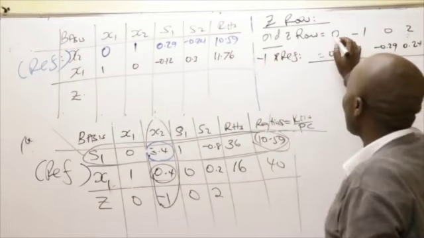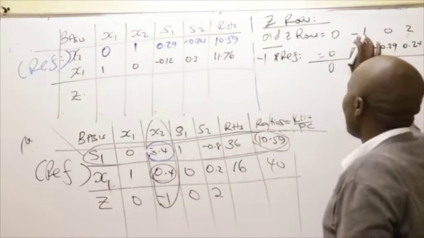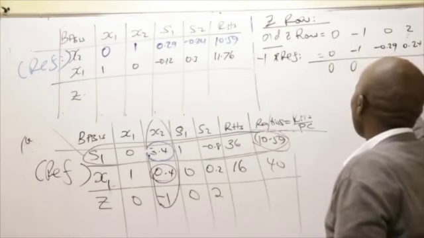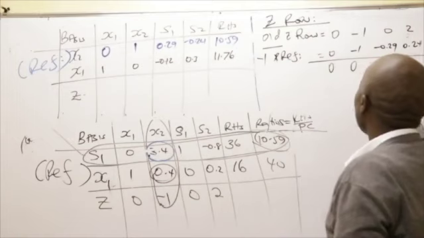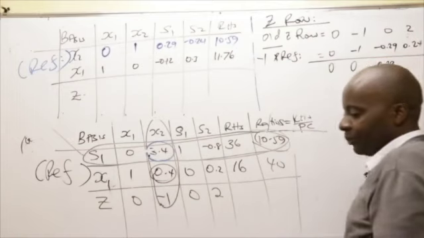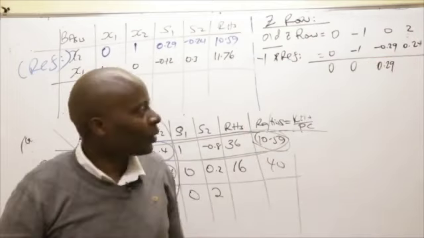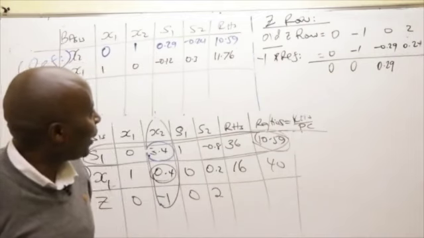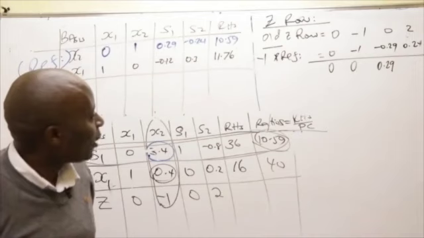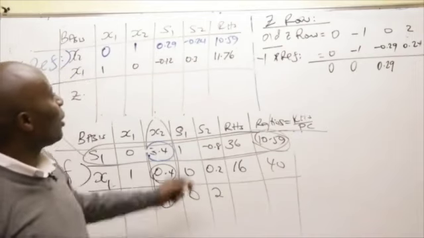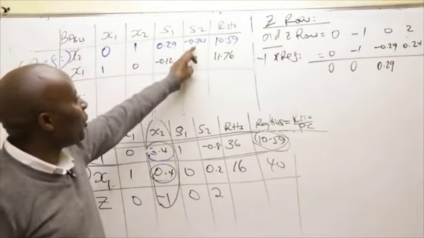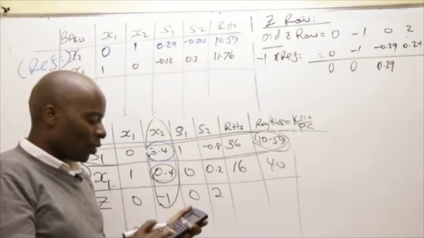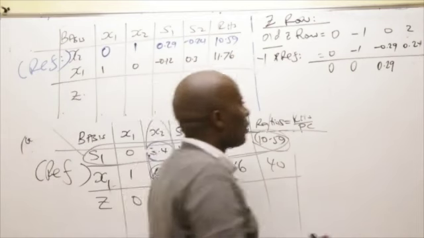So we subtract. When we subtract, what do we have? We have 0 here. Minus 1 minus minus 1 gives me 0. This will give me 0.29 positive. And then we have 2 minus this. The one on top there is 2. 2 minus 0.24 gives us 1.76.